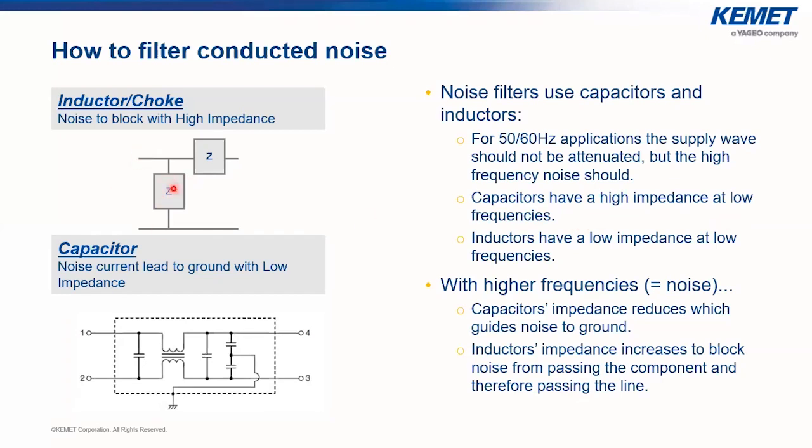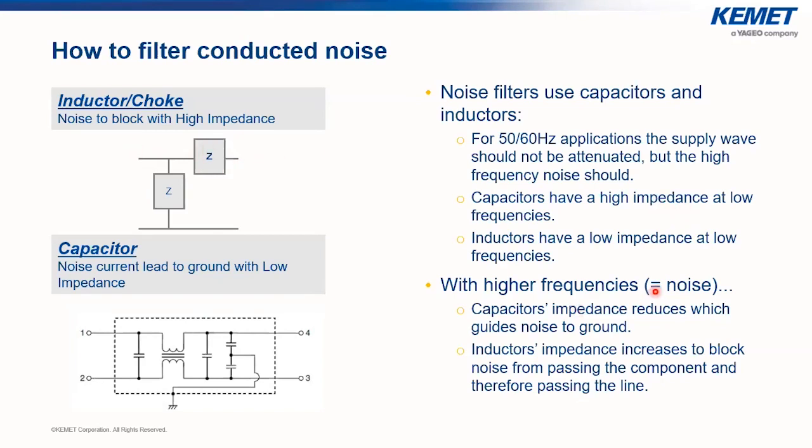So at low frequencies, there is nothing or a really small amount of current passing through here. On the other hand, inductors have a low impedance at low frequencies. So the 50, 60 hertz wave passes through here in both directions.